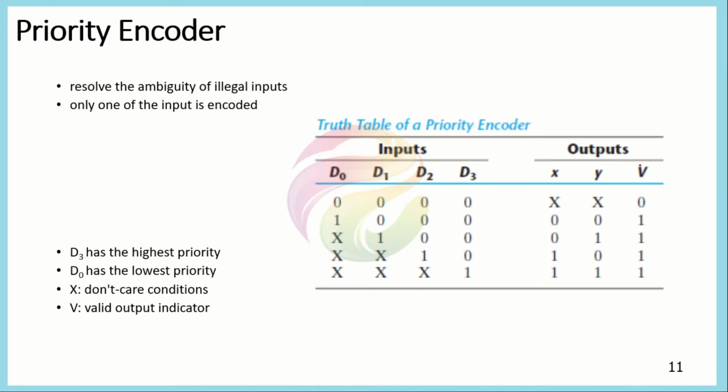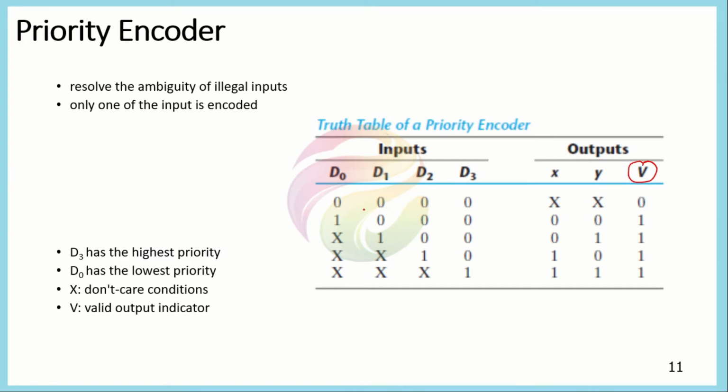To resolve this issue, we add another bit. We call it a valid output indicator and represent it as V. The value of V is equal to 0 when all the inputs are equal to 0, and V is equal to 1 when any one input, or more than one input, is equal to 1. So a value of V equal to 0 indicates that all inputs are equal to 0. In this case, we have a don't care condition at the output. It means that we would not consider whether the output is 1 or 0.